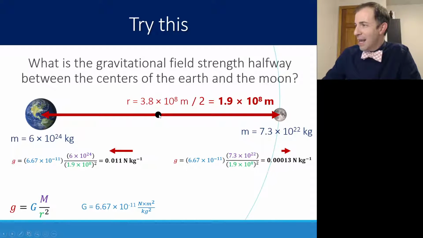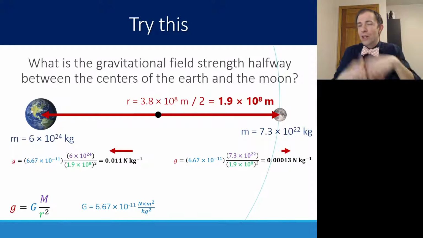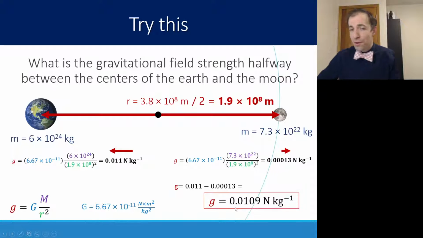Now, that means that at this location, I experience two different force fields that are operating. Just like we did with net force, we can summarize these into one field strength, knowing that these are in opposite directions. I'm not going to add them. Instead, I'm going to take their difference. So 0.011 minus 0.00013 will give me a total field strength of 0.0109 newtons per kilogram, and that is going to be towards the planet Earth. So just a little bit less than it would have been without the moon playing a role at all, but the moon kind of evens it out just a bit.